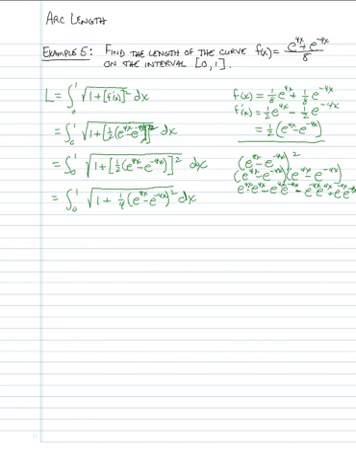Now let's look at this very first term right here. E to the 4x times e to the 4x, what do we do? We add the exponents when our bases are the same. So this ends up being e to the power 8x.